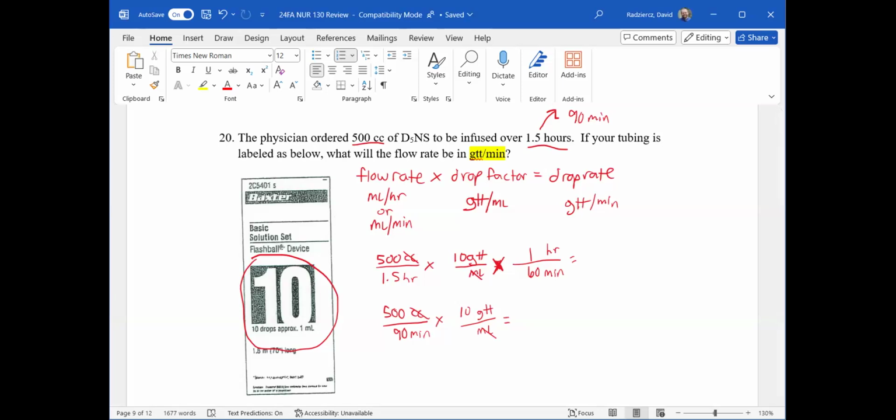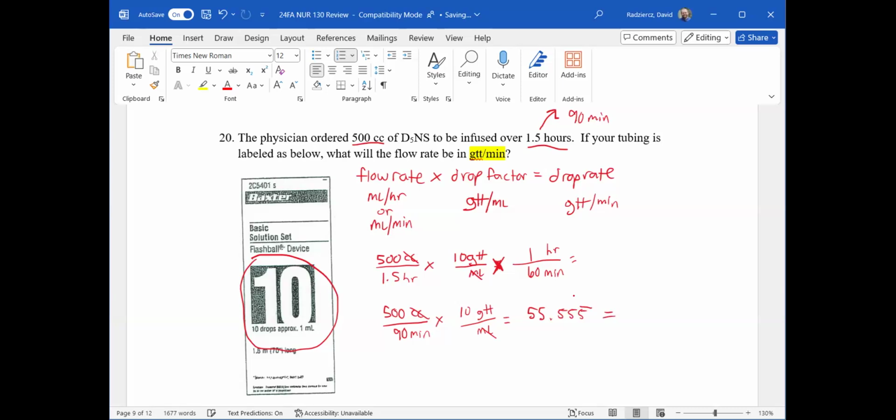So I'm going to do the bottom one. So 500 times 10 divided by 90. It's going to give me 55.55555555555, and it just keeps on going.